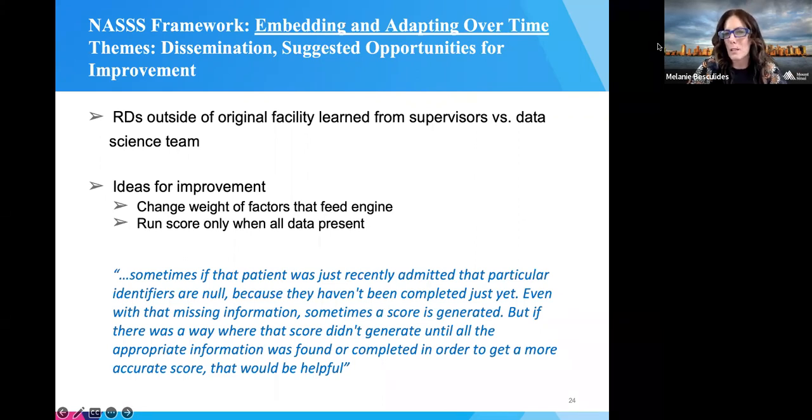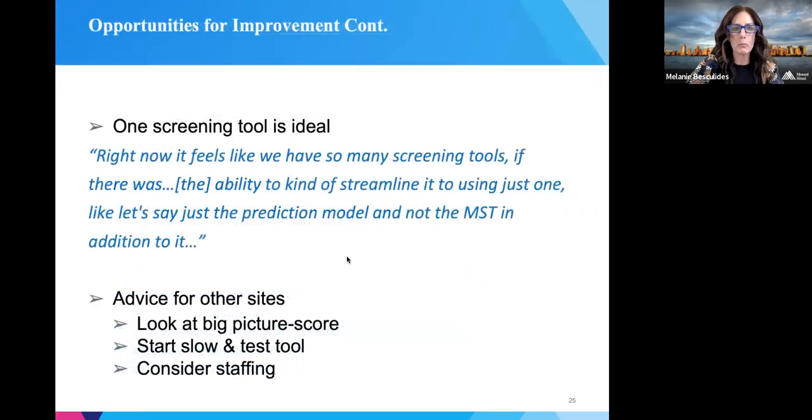So they wanted it not to be run if data were missing, because obviously they don't want to waste time seeing people that really shouldn't be seen. And then another idea for improvement is that they really only want to use one screening tool. So the goal obviously is to replace the other screening tools that they were using with MUST+. But right now, even still a couple of years later, every hospital is still using a paper-based screening tool in addition to MUST+. And the goal is to eventually get rid of that other tool.